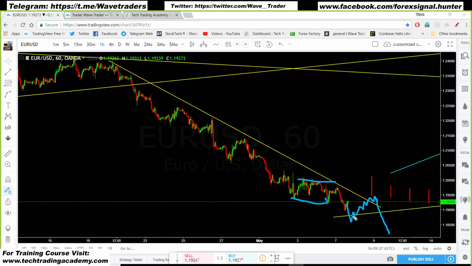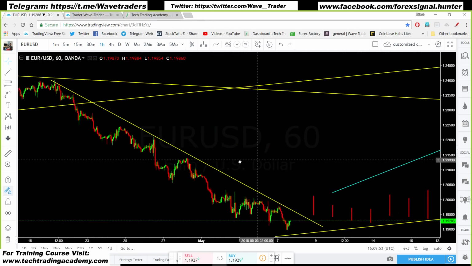Wait for it to give you a stronger impulsive move for the upside before you start to buy the Euro USD. If that impulsive move is going to appear over there from the current price, wait for that. If it appears after forming a new low, wait for that. Once you see that impulsive move, buy Euro USD.